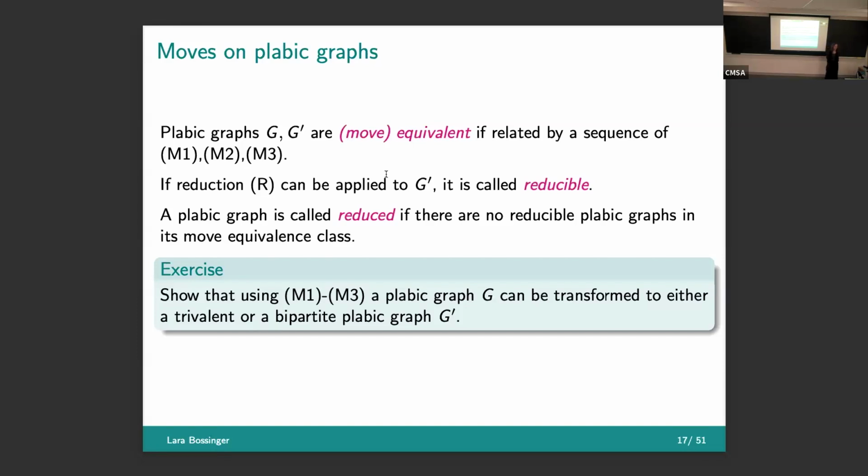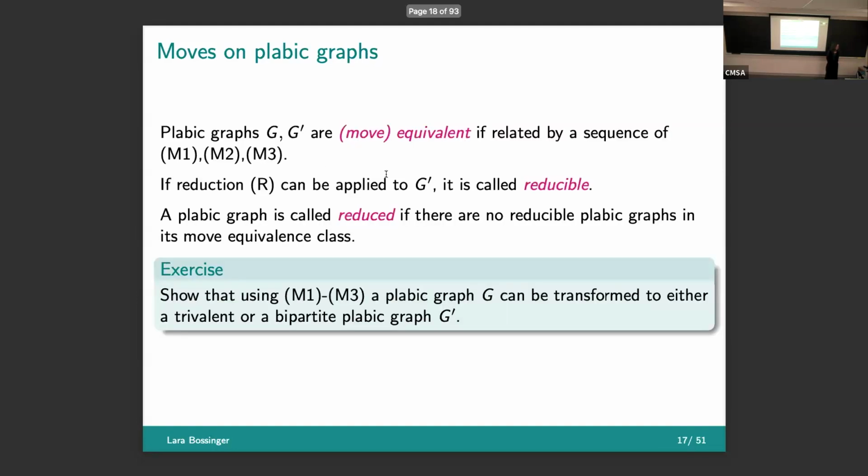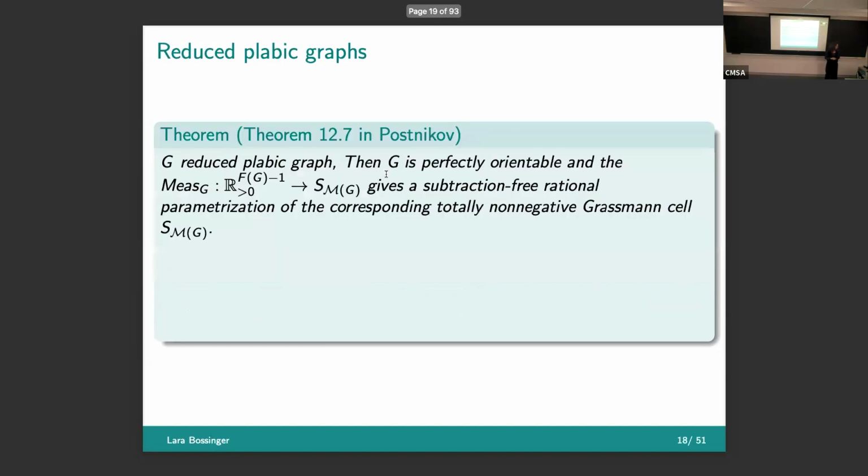Also remember what we did. It was the very last slide we saw. We talked about plabic graphs. And I want to present one result by Postnikov that relates this back to the positroid cells we see in the slide. So this is the result.